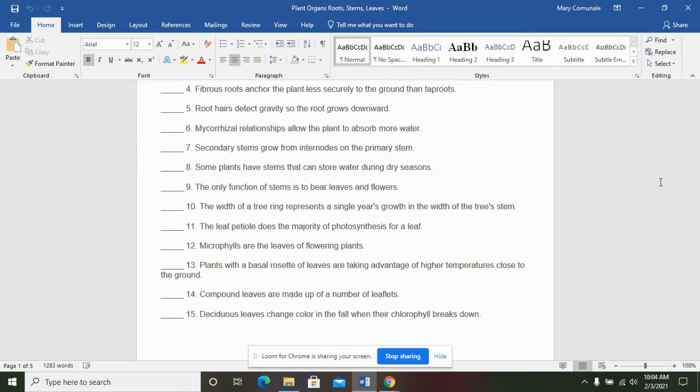Number 14, compound leaves are made up of a number of leaflets. That one is true. They have a bunch of leaflets. And 15, deciduous leaves change color in the fall when their chlorophyll breaks down. That is also true.